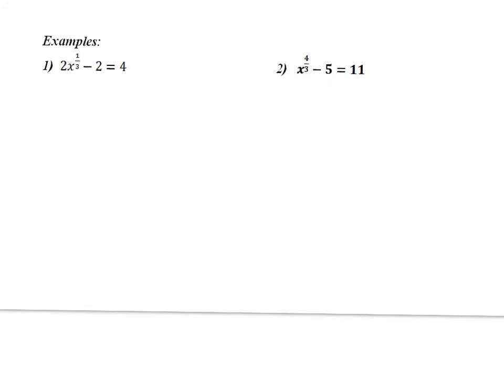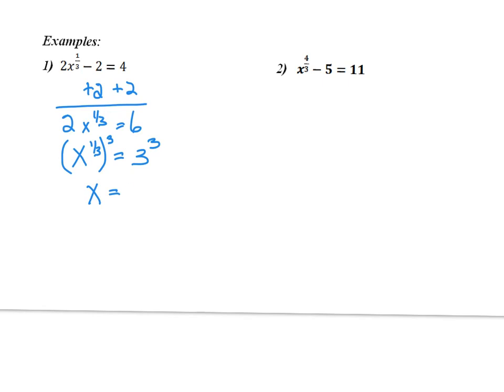Let's try 2 more examples together. So looking at the first example, I'm going to add 2 to both sides of the equation. So that gives me 2x to the 1/3 is equal to 6. Dividing both sides by 2, I've got x to the 1/3 is equal to 3. Let's raise both sides to the reciprocal exponent to get x to the first power. So I also raise the right side to the third. So my answer for x must be 27. And again, go back and check on your calculator.